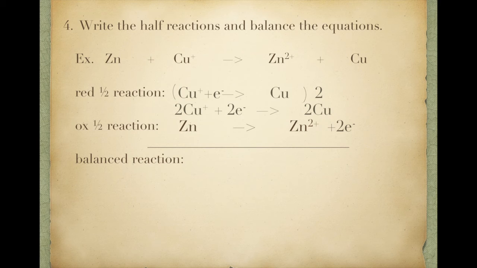Notice my electrons cancel out, and what I'm left with is 2 copper ions plus zinc, which produces zinc ions and 2 copper. So there is a balanced redox reaction, making sure that your electrons are balanced. However many you gain equals however many you lose.